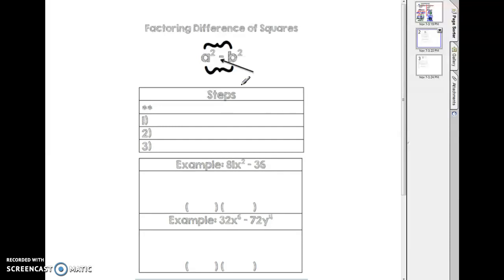Okay, so what we have here is perfect squares. So when you have perfect squares, you're going to get to follow this. Now, the thing here, though, it has to be subtraction. So you have to see the difference. If it's addition, it does not work. Okay. You also only see 2 terms, so you only see a binomial.